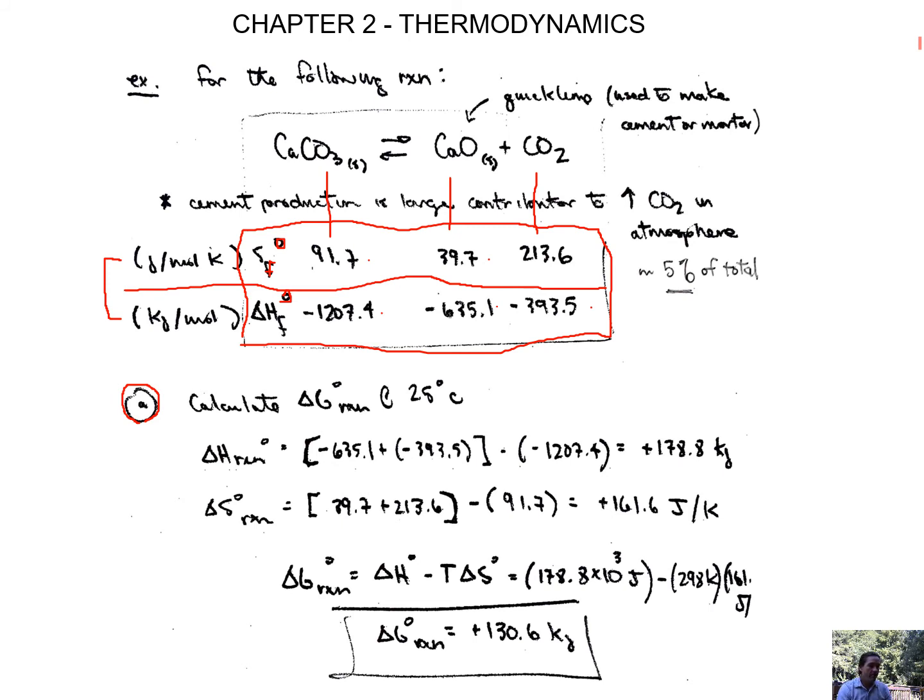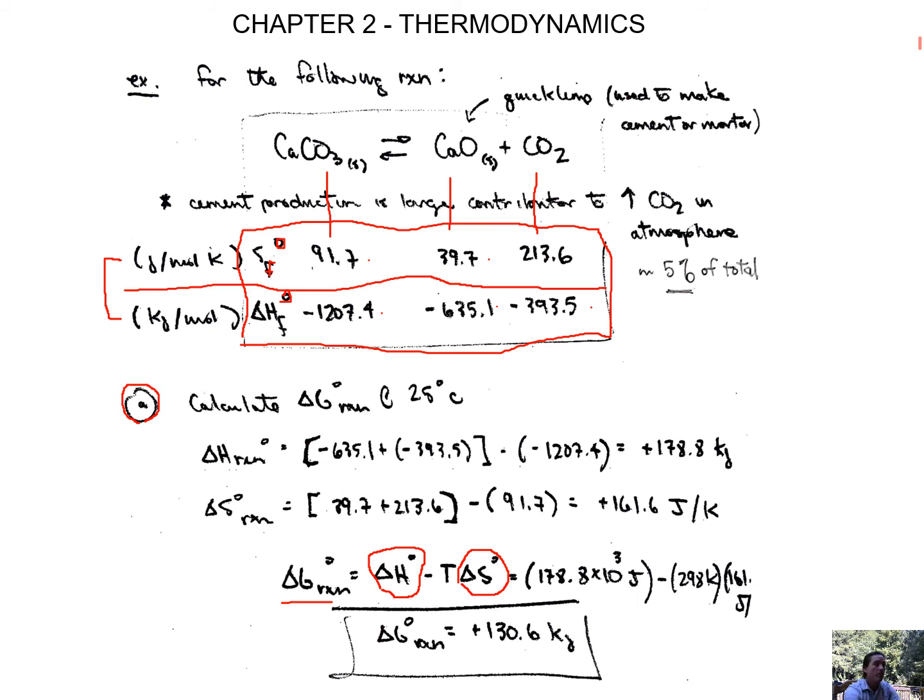Well, we're not given delta G tabulated value. I give you delta S and delta H. So we use the equations on the previous slide. You've done these calculations before, and we can find delta H reaction and delta S reactions, which then we can put into this equation to solve for delta G for the reaction.